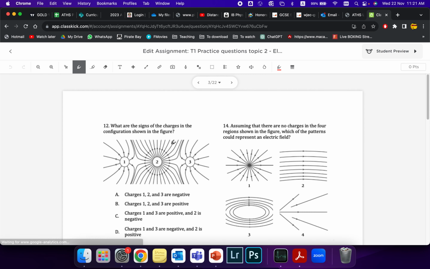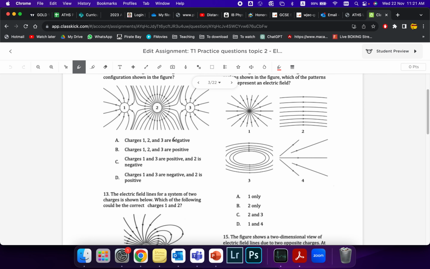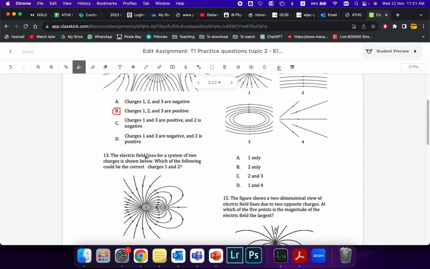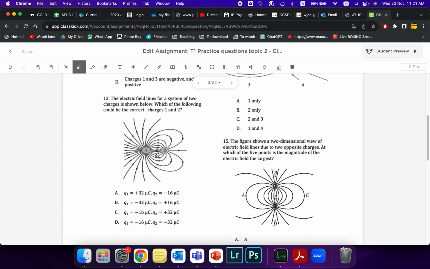All right. Next page over here. So what is this one? It is saying what's happening in these charges? Well, you can clearly see they're all pointing outwards. So they're all positive. So that is straightforward. Field lines should not be that difficult, hopefully.